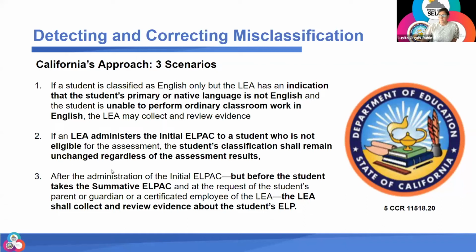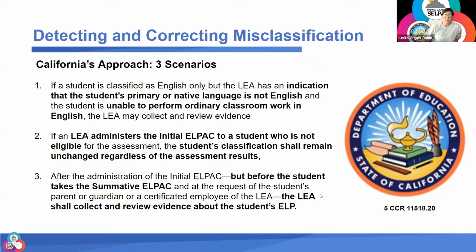If the LPAC is administered and the student isn't eligible, the student's classification will remain unchanged regardless of assessment results. So it's important for us to take note of that as well. This is why it's so important to ensure that our processes for gathering this information towards classifying a student towards EL status are accurate and effective.